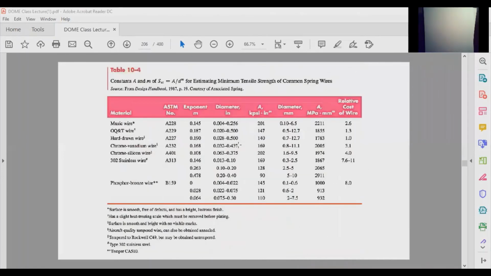Now I would actually like to come back and go over this lecture. By the way, this is what relates SUT to A over D to the power M, depending on the wire. You have different types of wires. For a music wire, the units are in inches, and this is our A. It will always be 201. You can relate the ultimate tensile strength to the diameter of the wire, which makes sense. Imagine the same material, and the wire will always be a wire, so we can basically relate your dimension to your strength.